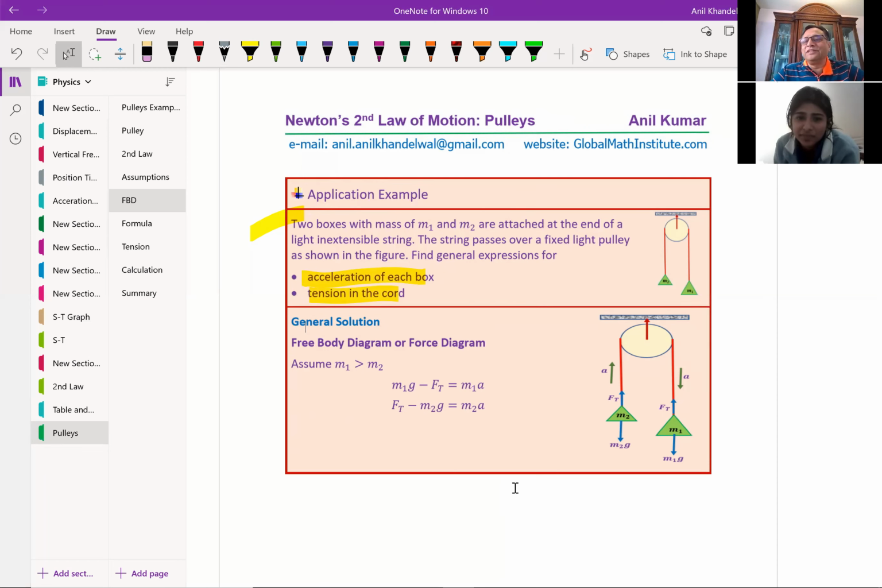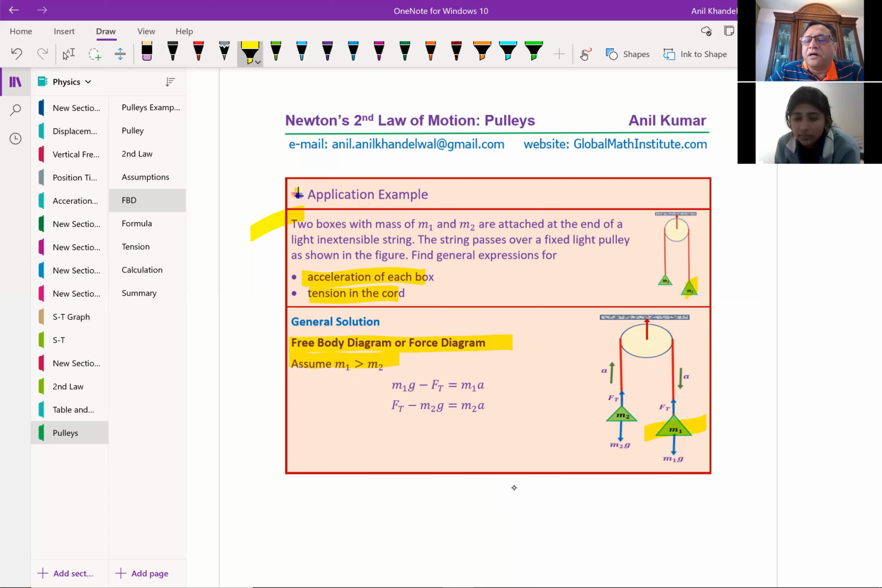Once we do these examples, things become so simple. Clearly in this case, one mass is more than the other, both are hanging, so there is an acceleration. M1 is greater than M2. Let us assume this, right? So we'll draw a free body diagram. That is always the first thing to do.